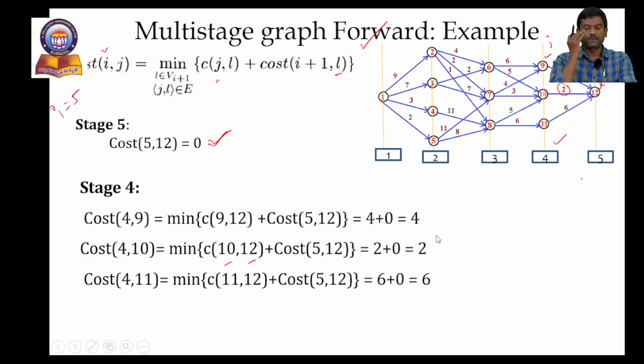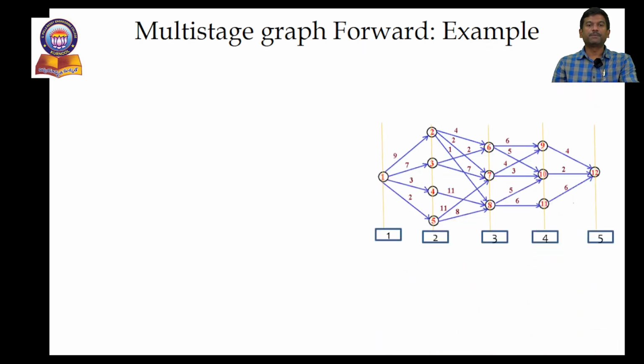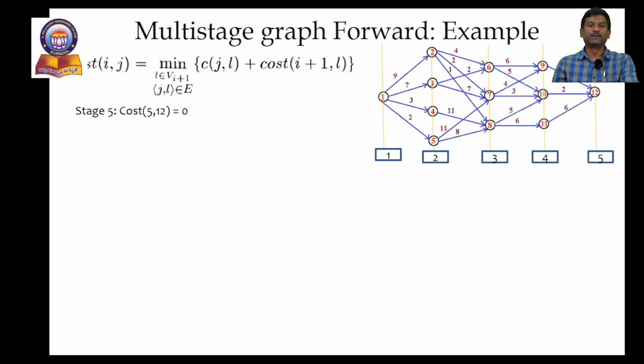In the similar fashion, find cost of 4 comma 11, that is c of 11 comma 12 plus cost of 5 comma 12, that will be equal to 6 plus 0, that is 6. So far we have covered stage 5, and similarly stage 3. This process has to be completed until you reach the first stage, that is you need to complete stage 3.